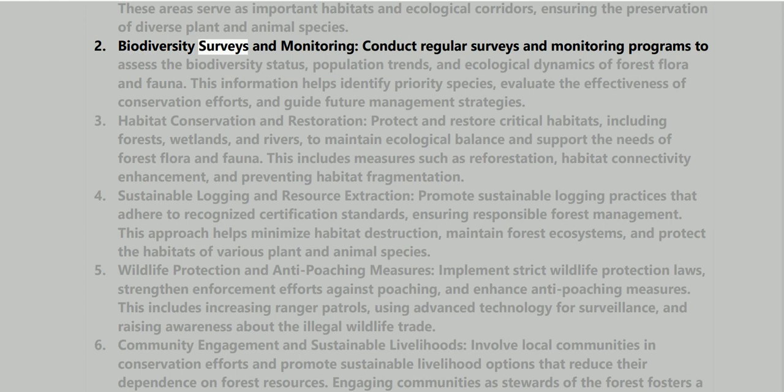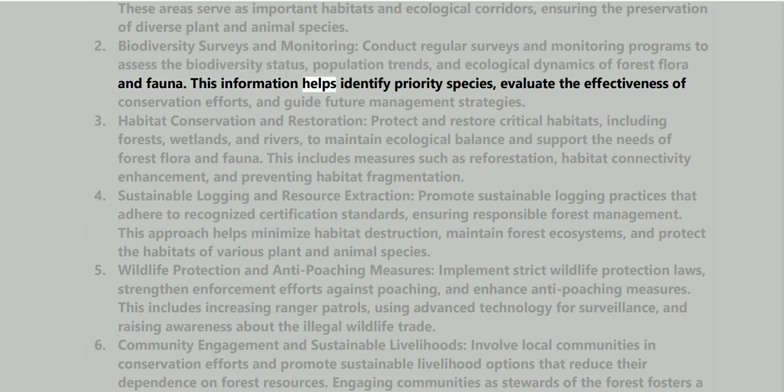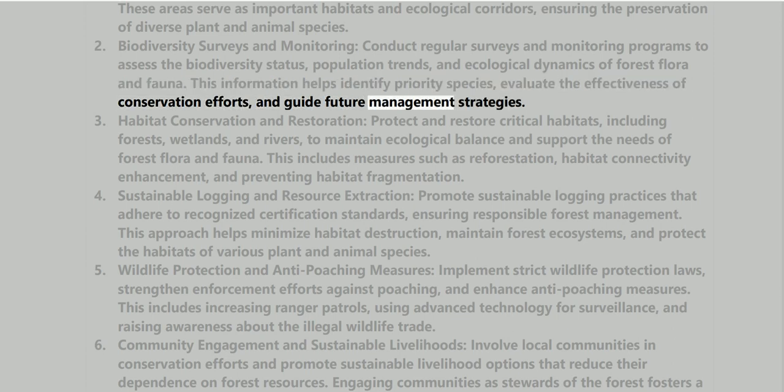2. Biodiversity surveys and monitoring. Conduct regular surveys and monitoring programs to assess the biodiversity status, population trends, and ecological dynamics of forest flora and fauna. This information helps identify priority species, evaluate the effectiveness of conservation efforts, and guide future management strategies.